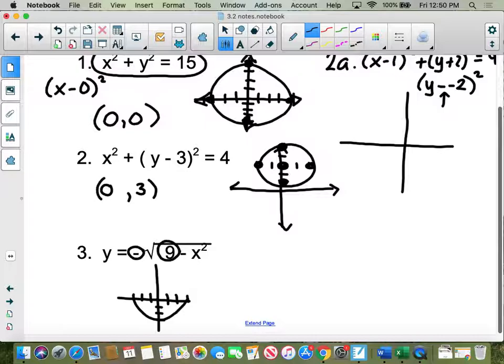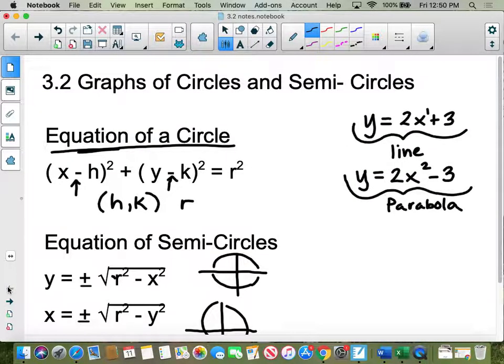Before we move on to the next part, completing the squares, I just want to show you something. Circles can be like, H and K can be anywhere it wants to be, the center. But for semicircles, the semicircle center always has to be at 0, 0. You're always at 0, 0 for what? For semicircles. Got that? So that's important to know that. Okay, moving on.